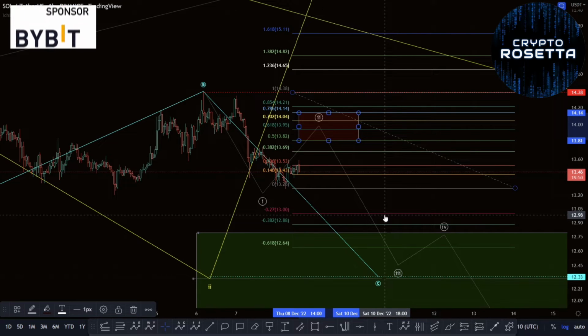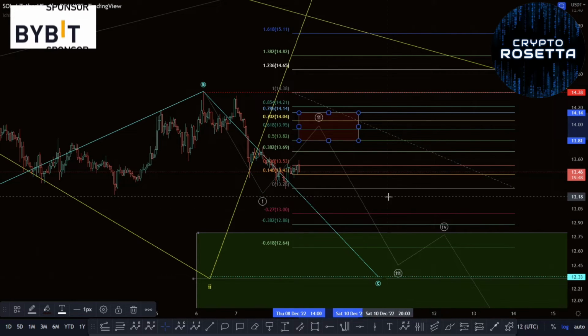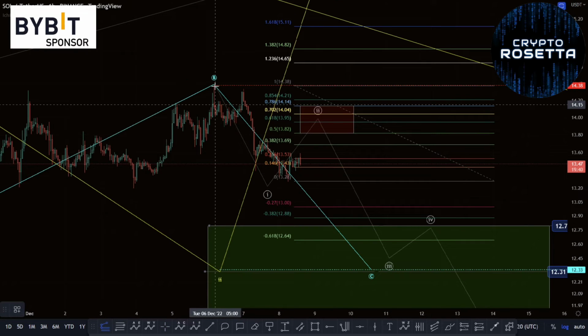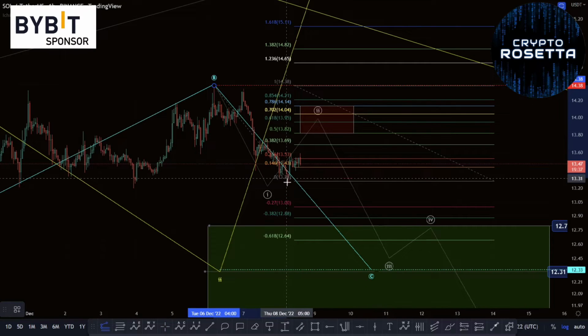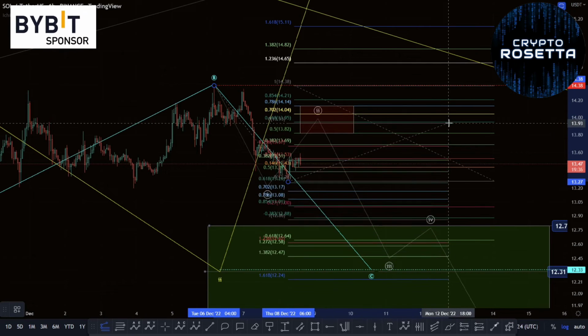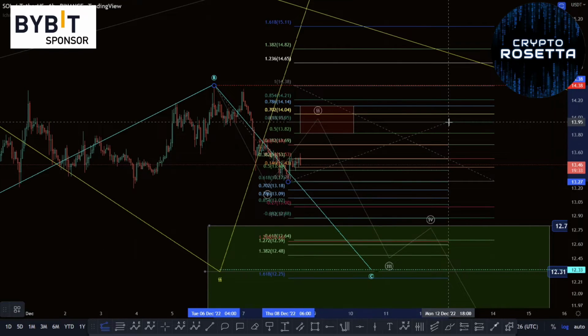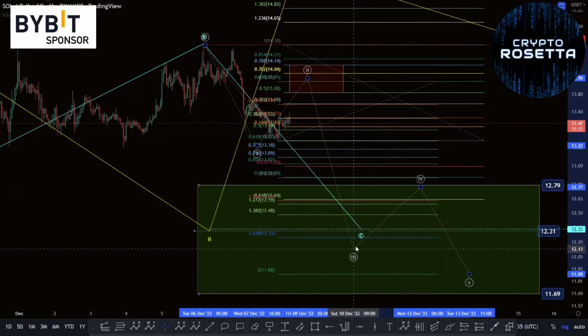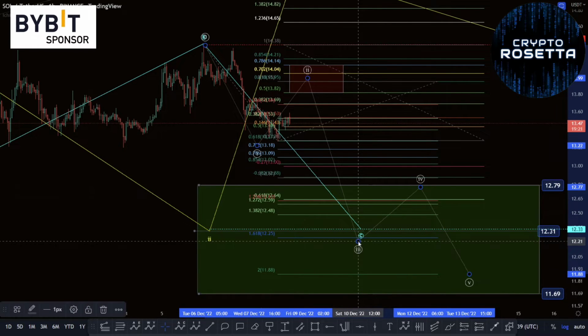Now, if we do move up into this area and we face rejection, then basically what we'd be looking for is either on this 618, which is this previous support zone here, we could be looking at confirmation of this move to the downside being a move below this 1225 area. So should we move up to this area, find rejection, move down to this 1225 area, that would be confirmation that we're within this deeper corrective move here in the C wave.